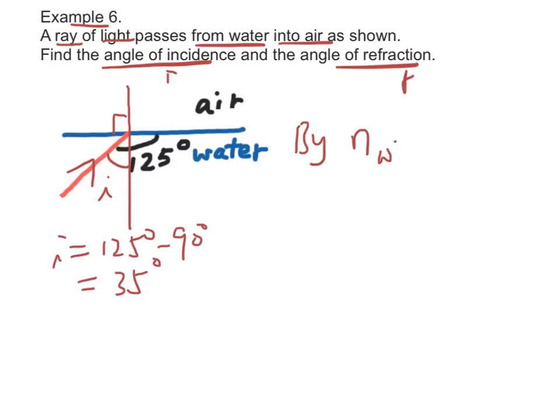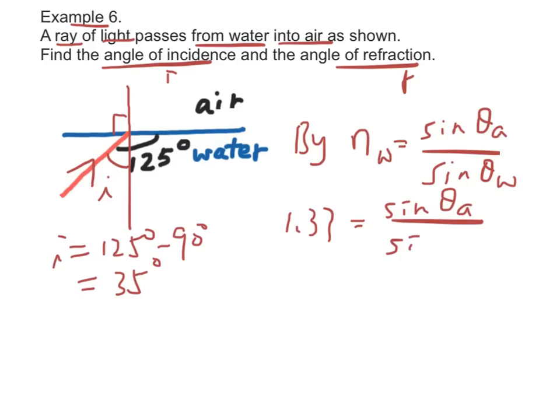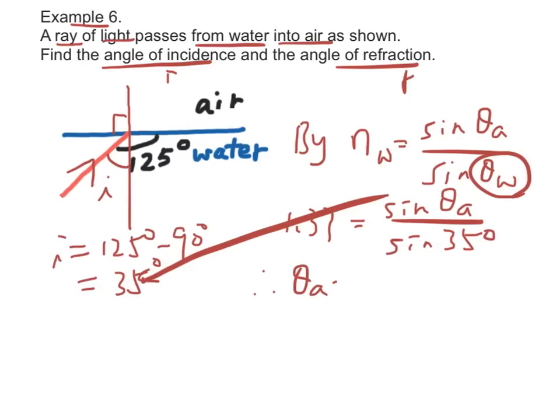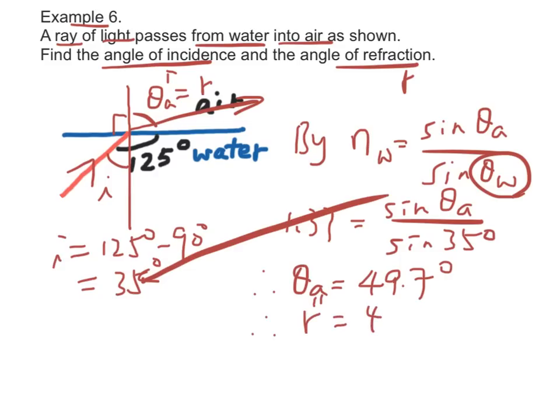By n_W equal to sine theta A over sine theta W, we have 1.33, the refractive index of water, equal to sine theta A over sine theta W, which is equal to 35 degrees. Therefore, theta A equal to 49.7 degrees. And theta A is equal to angle of refraction. Therefore, angle of refraction equal to 49.7 degrees.